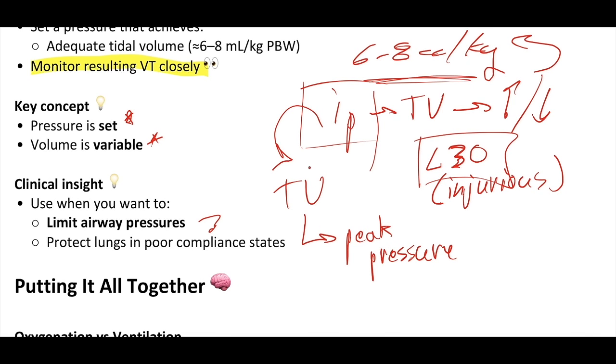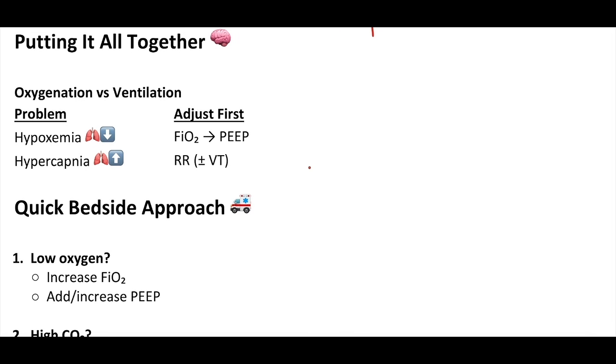So putting this all together, when we think about oxygenation versus ventilation, if we need to improve oxygenation, FiO2 is the quick fix, and PEEP can be the fix depending on if there's alveoli to be recruited. To fix the carbon dioxide levels, respiratory rate's the first fix. Tidal volume can be something to consider too. Always monitor for auto PEEP.